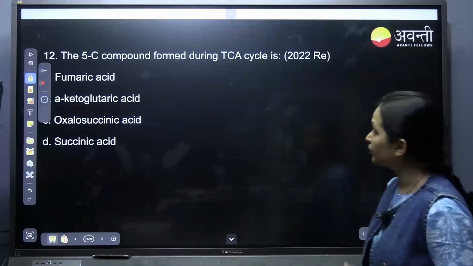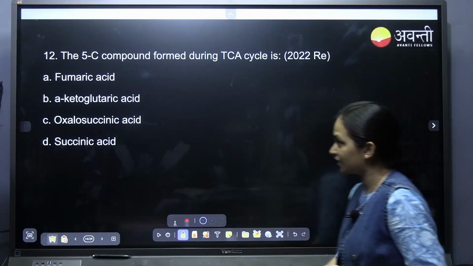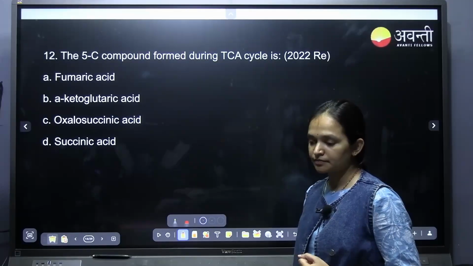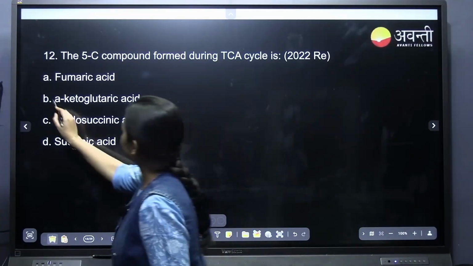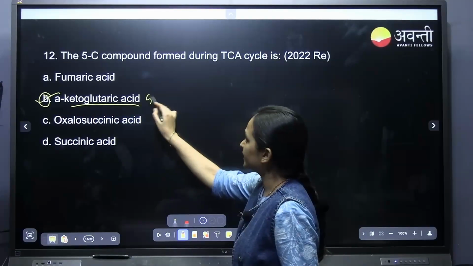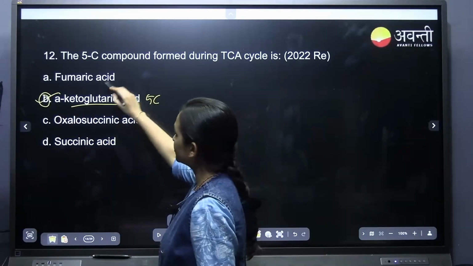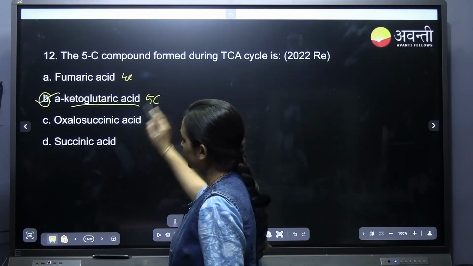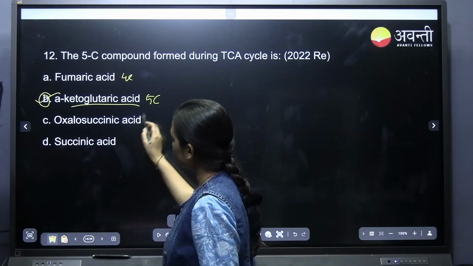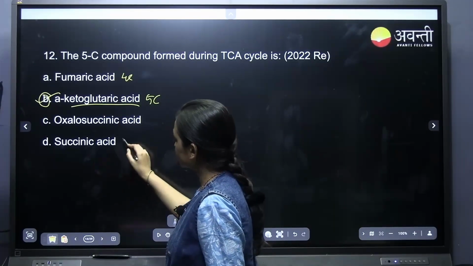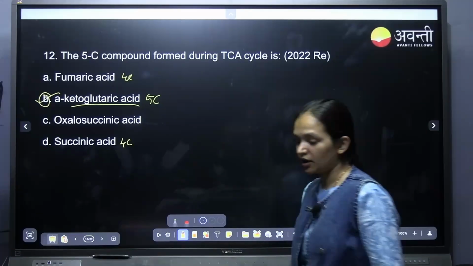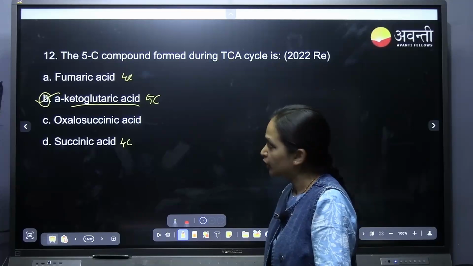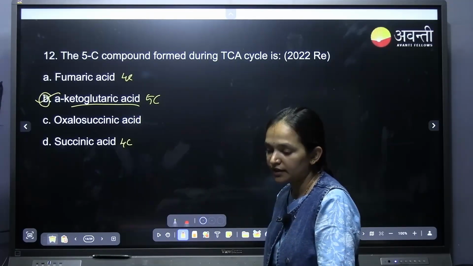The 5 carbon compound formed during the TCA cycle is, now tell me, which is the 5 carbon compound formed in the TCA? Yes, that is B. Alpha ketoglutarate is a 5 carbon compound. Fumarate is a 4 carbon. Oxalosuccinic acid will be forming in the starting, but we do not want it right now. Succinic acid is a 4 carbon. Oxalosuccinic acid is an unstable product which forms at the first. We will not consider it right now in the Krebs cycle.